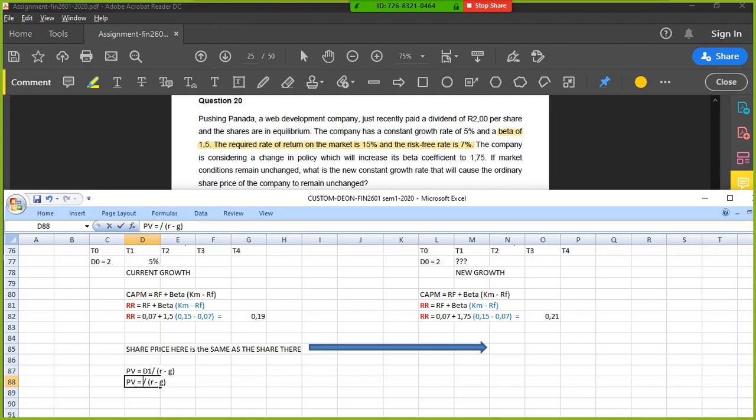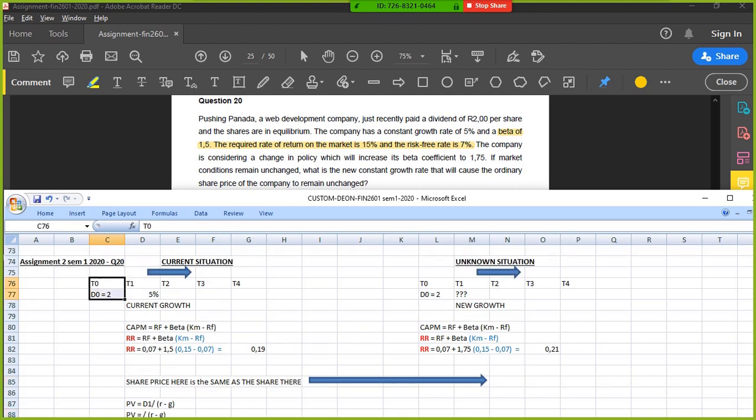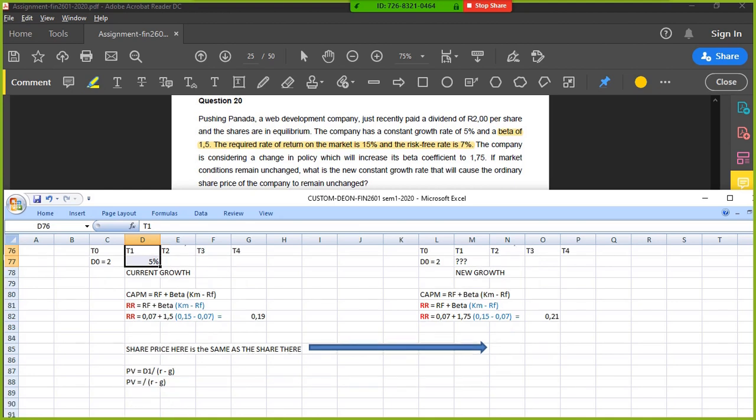Is it 3 or is it 2? Think about it. What dividend do you have? Look at the diagram. Div 0. Is that div 0 or div 1? No. So how do I get div 1? It's 2 times 1.05, because I'm adding 5%. That's 2 rand 10. Let's check. 2 times 1.05, 2.10 is correct. So this will be 2.10 in the formula.